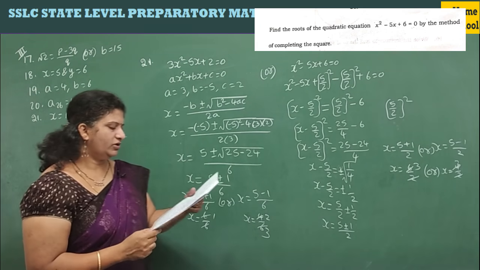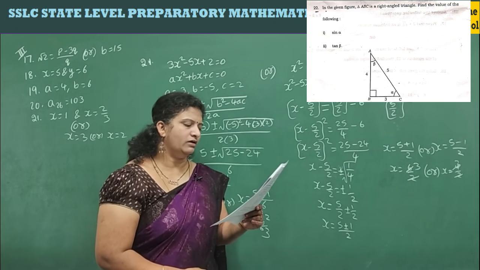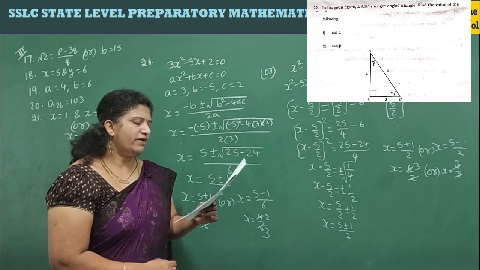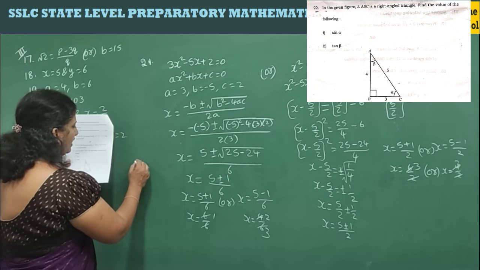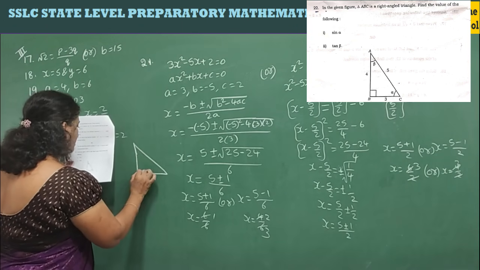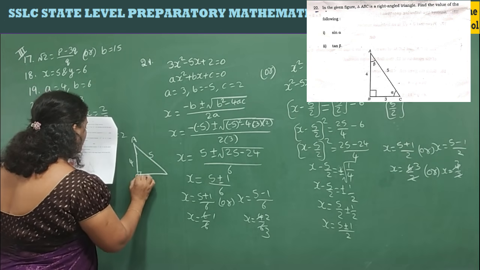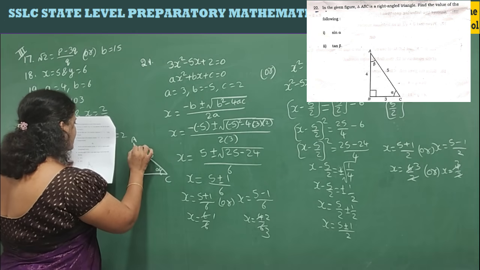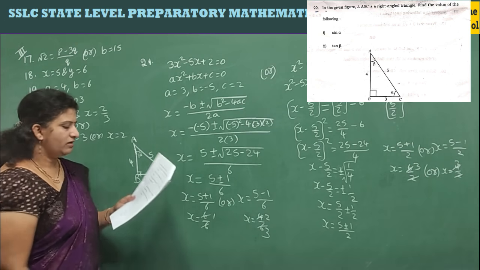Right? Coming to your 22nd problem. In the given figure, triangle ABC is a right angled triangle. Find the value of the following. You can see the figure over there. And again, let me draw the right triangle here. Right? 4, 5, A, B, C, and this acute angle is given by alpha and this is beta.